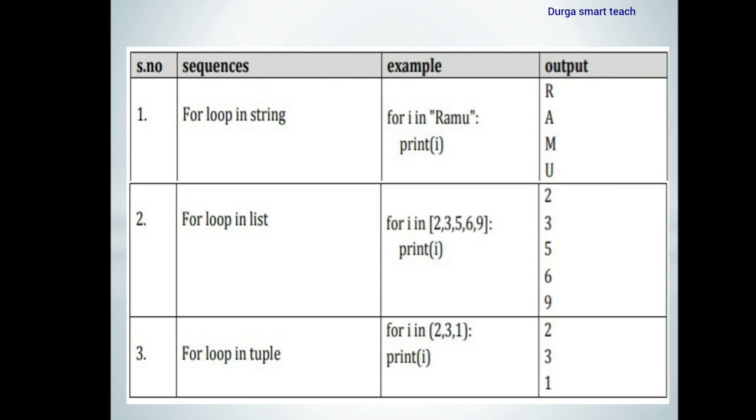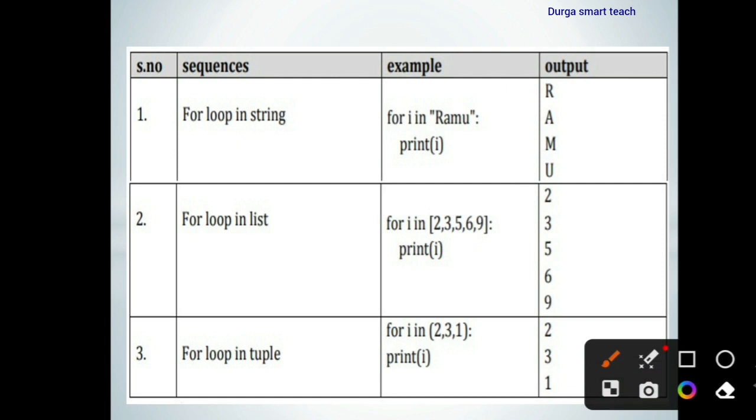Next, for loop in a list. What is a list? A list is a collection of elements represented in square brackets. For I in 2, 3, 5, 6, 9, first the I value is pointed to 2. Is 2 in the list? Yes. So we print the I value, 2.